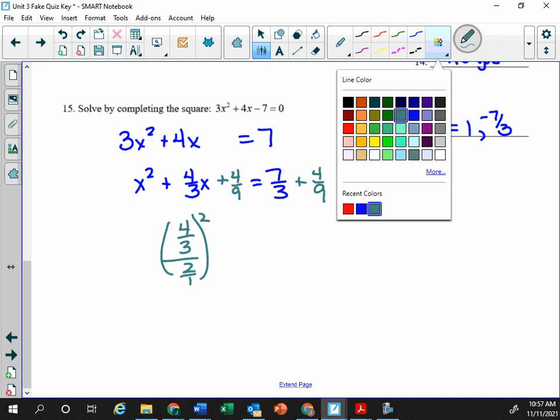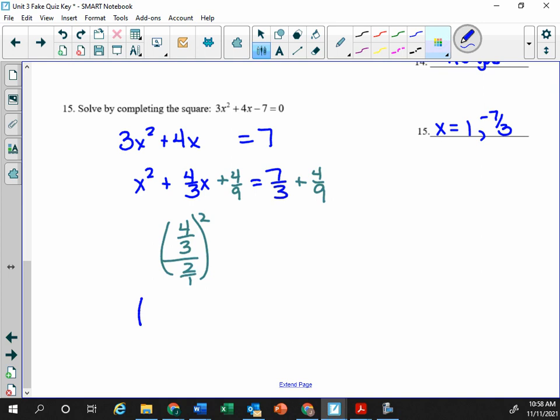Okay, then I can factor this. You're always going to have an x. It's your sign from your b value up above, and then it's the square root of that last number. So of 4/9, that would be 2/3 squared. Over here I've got to add 7/3 plus 4/9. So I'm going to make that 21/9. Good.